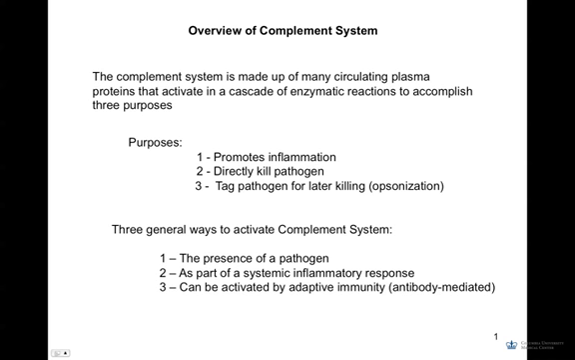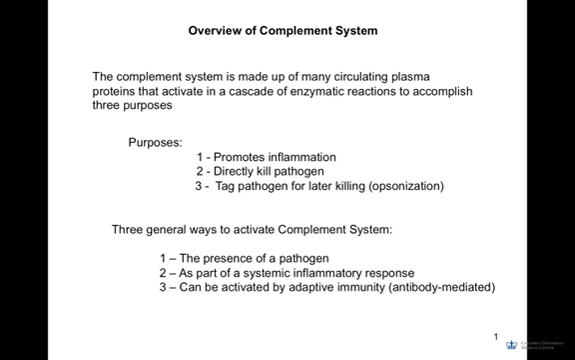Okay? Opsonization: you tag a pathogen with some protein that we call an opsin, and that makes the pathogen much more likely to be phagocytized by one of our scavenger cells. So we're going to talk about how the complement system is activated, and then talk a little more about what outcomes occur once it's activated.